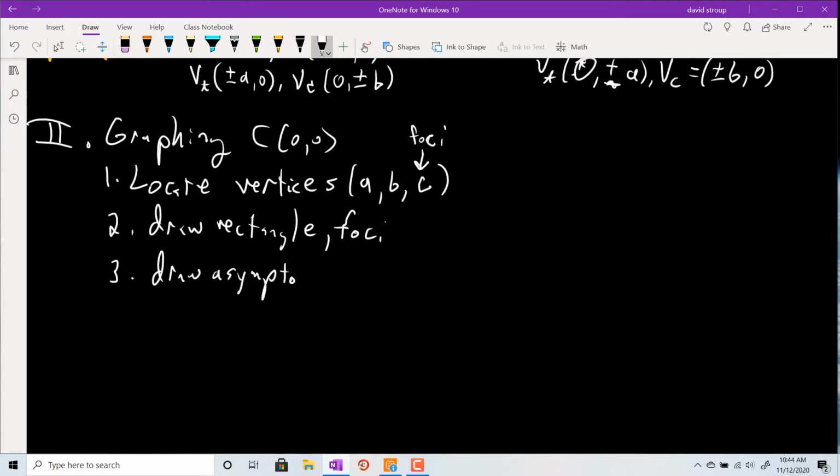On a test, I wouldn't even ask you for the equations of the asymptotes, but I know in my math lab they do ask, so I have to kind of just go through that a bit. And then lastly, draw your branches. Okay.